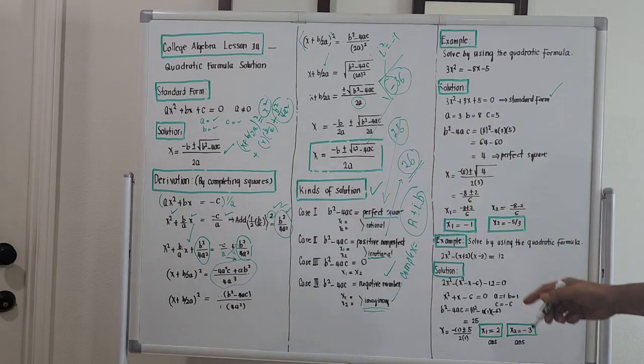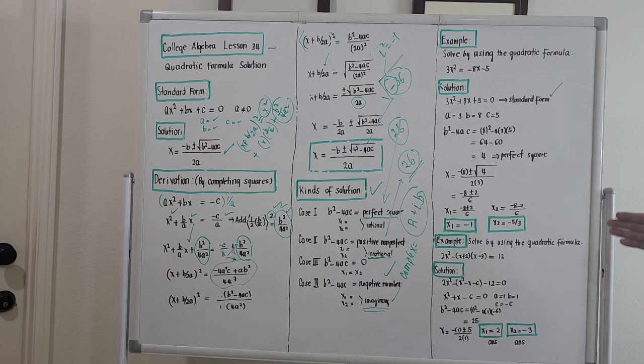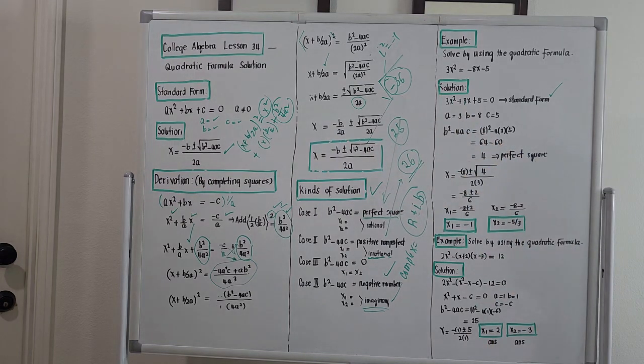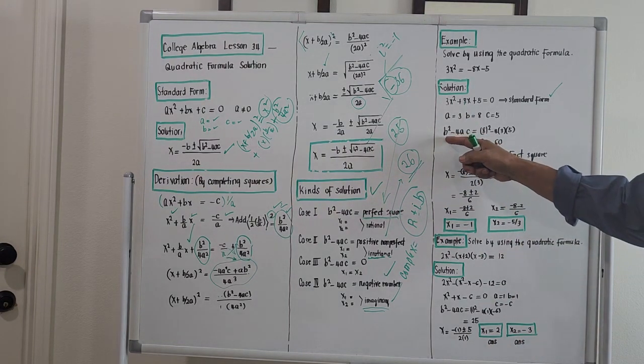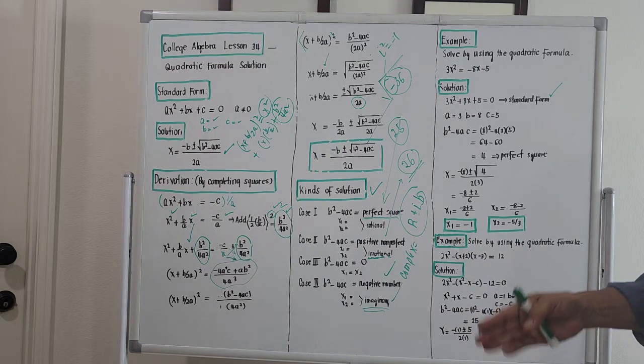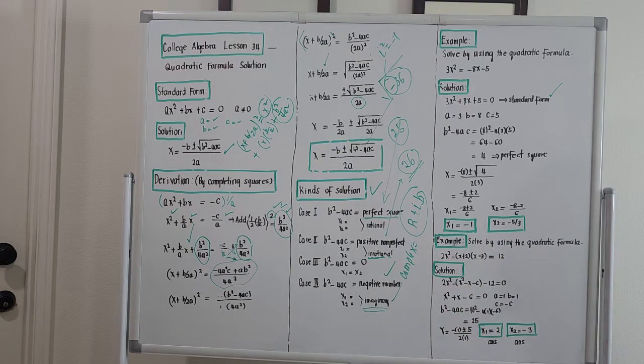So if we try to determine what type of solution will come up from here, we will use the discriminant, b squared minus 4ac. So we will just use this equation here, then try to substitute values. That's why I told you this is a direct substitution solution.